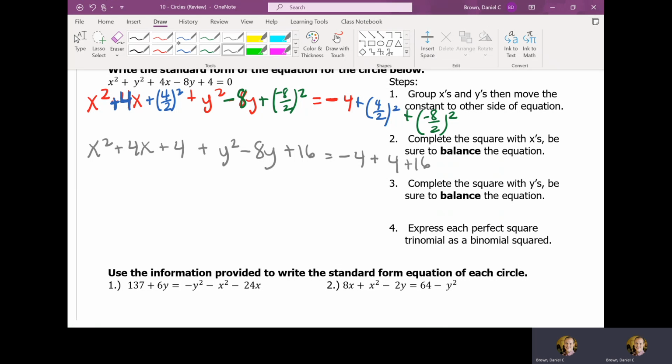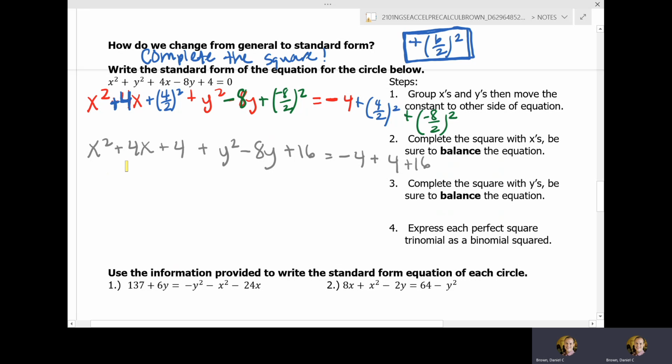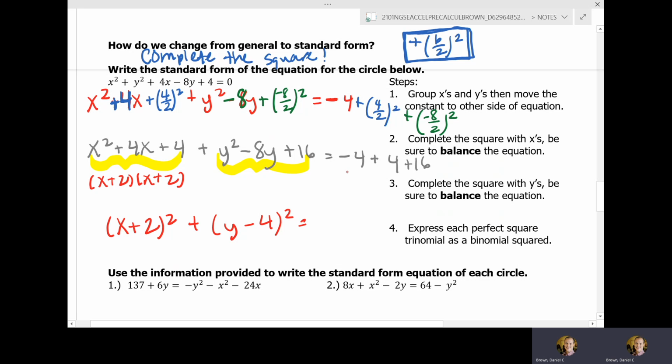How do we factor it? We're going to look at those trinomials together. How does x squared plus 4x plus 4 factor? That's going to be an x plus 2 times an x plus 2, or the shortcut, x plus 2 squared. Y minus, what times what is 16, and adds to give you negative 8? Well, that will be a 4. And equal to on the other side, adding those together is going to give you 16.